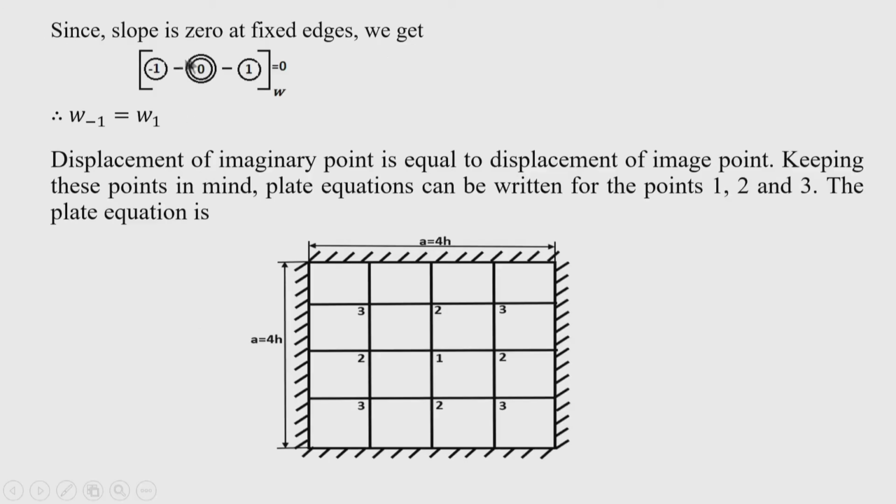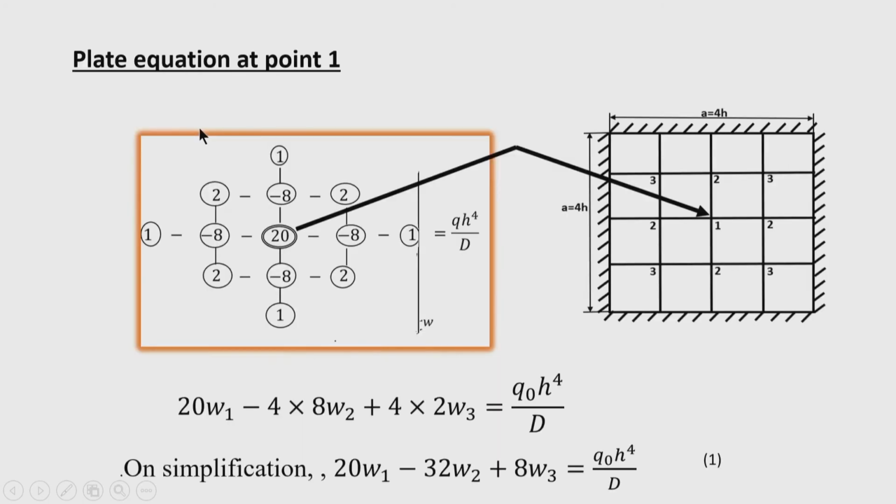Now, since the slope is 0, we get W minus 1 equal to W 1. So, that relation has to be valid from the viewpoint of the boundary condition. Now, first we number the nodes.